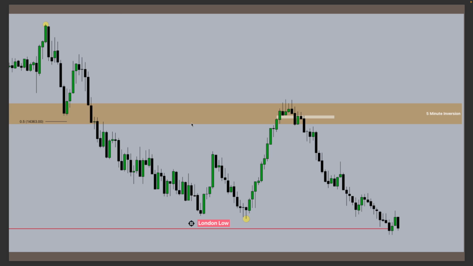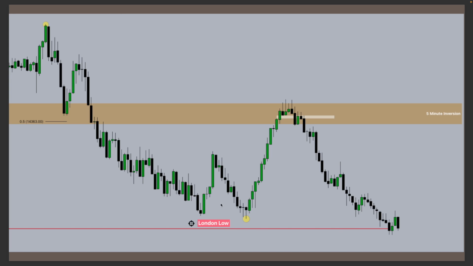This is another example. So the price leg that we are in is this high circled right here with a yellow circle to this low with this yellow circle. So from this low to that high, equilibrium is right here, this black line, 14,363. This is an example on NASDAQ. Now, London low is this red line. It's not depicted in this chart, just for organizational purposes.